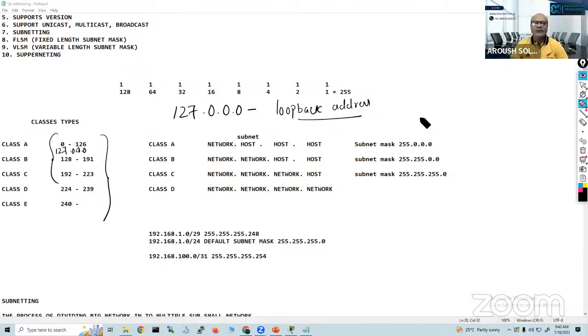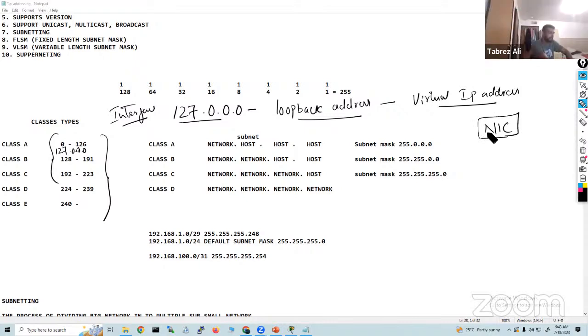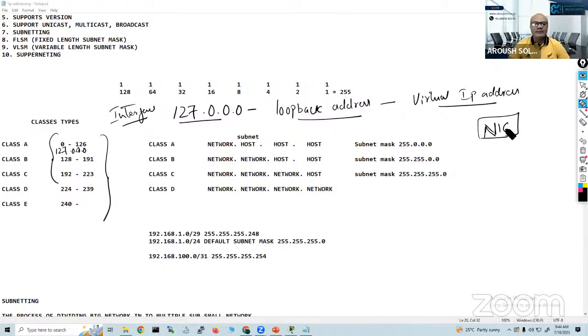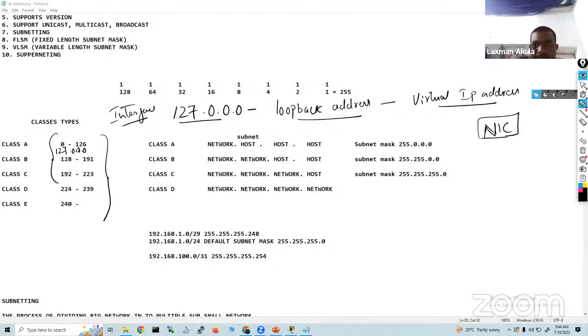Now I'll tell you what a loopback address is. It is a virtual IP address. Why are we using this IP address? Why is 127 reserved? It is used for your interface. I think you might know about the NIC card, right? Network interface card. That's it, NIC card.